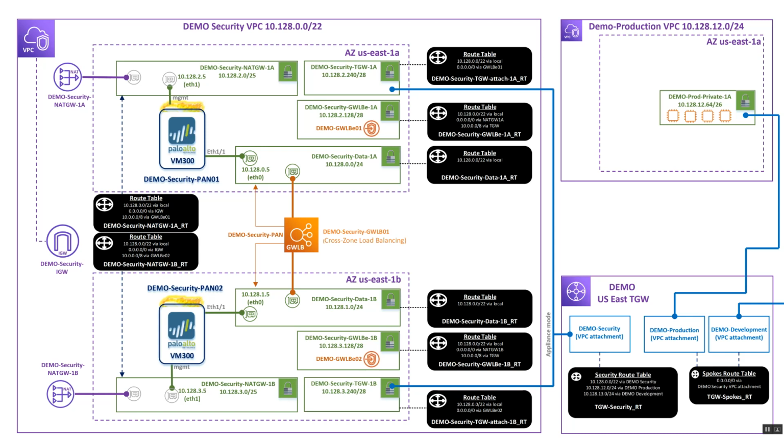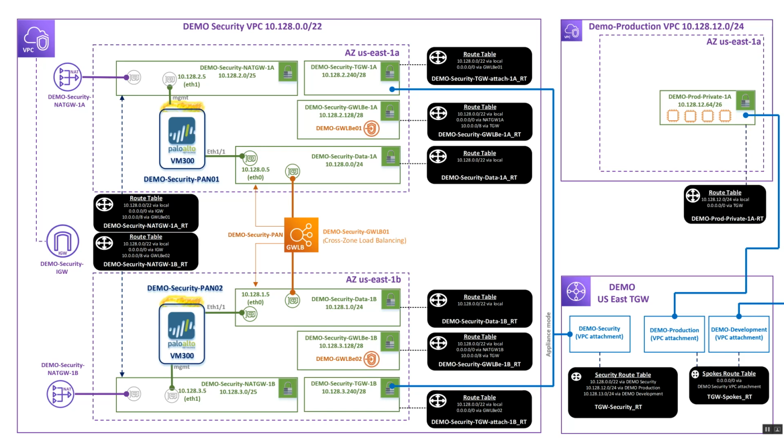And the same thing for return traffic. In this case, the security VPC will map to the security route table, and I am propagating routes. So the security route table knows about not only the security VPC, but also about the production and the development VPC. So if a packet enters the security route table, it knows exactly how to get to the next hop.